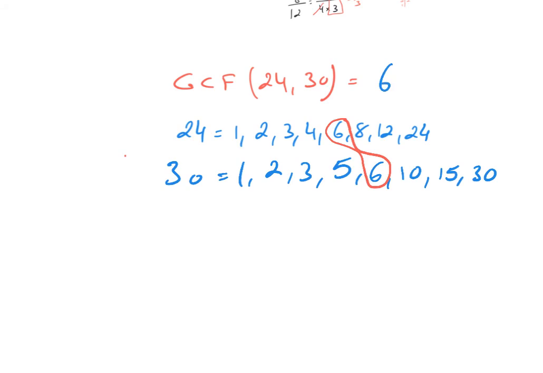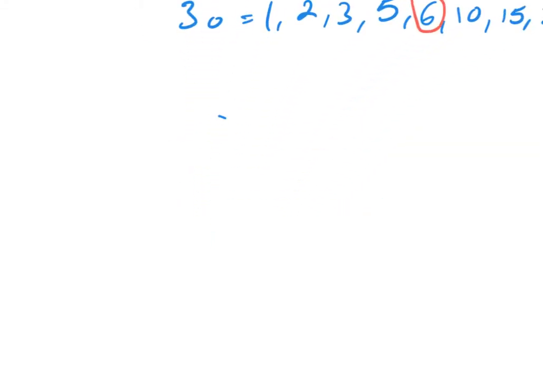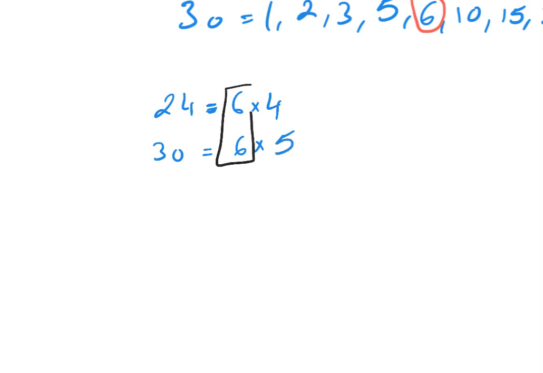So the answer should be 6. Well, another way to do it, which is a faster way: we know that 24 is 6 times 4, and we know that 30 is 6 times 5. And we know that 6 is going to be our greatest common factor.